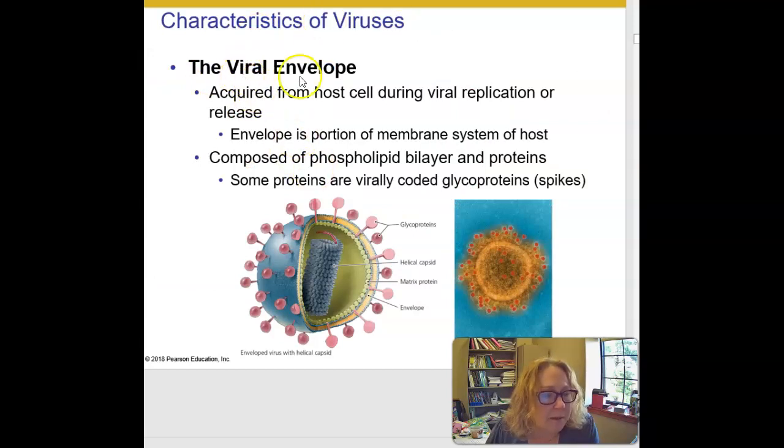Okay, the viral envelope is acquired from the host cell during viral replication or release. We'll go through a quick video of how they replicate. The envelope portion is a membrane, right? So again, here's your membrane. It's not always encased in a membrane, but it usually is. And that is a phospholipid membrane. And it has these little spikes or glycoproteins, but most people call them spikes.